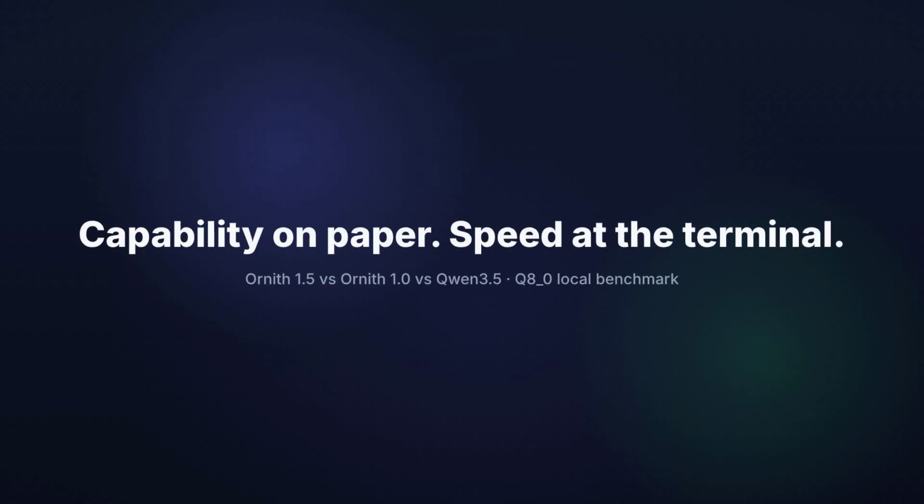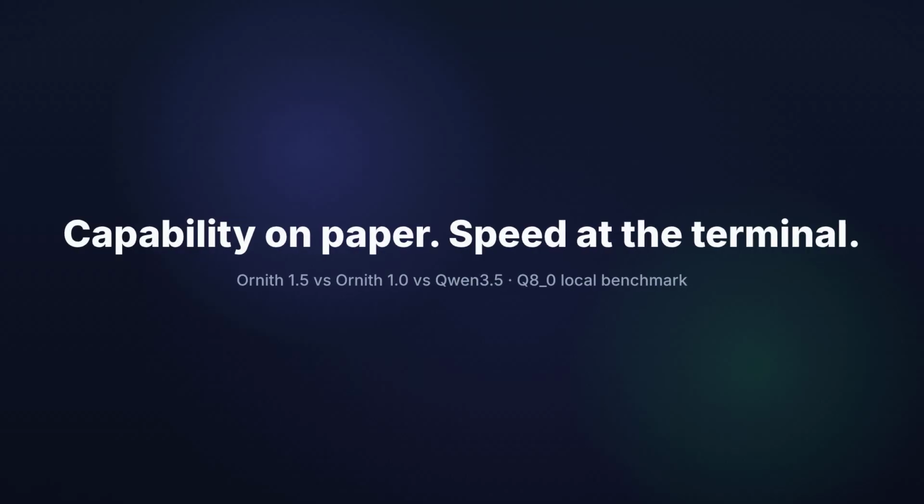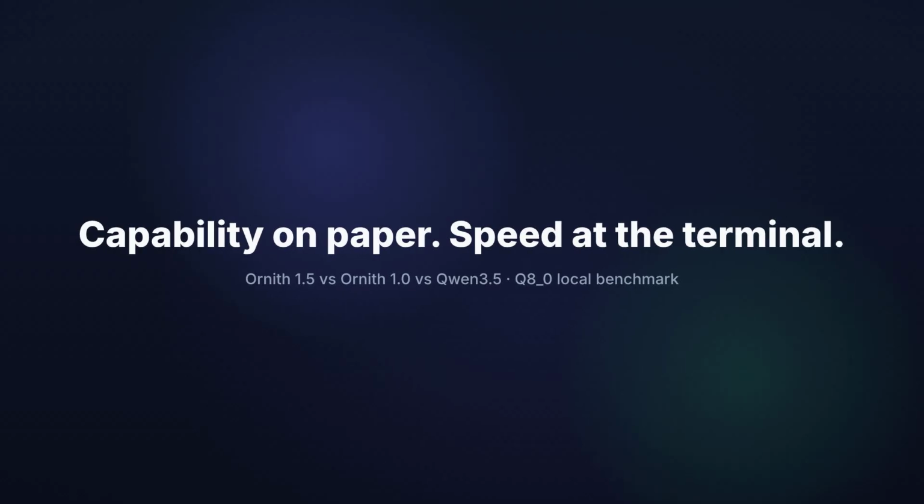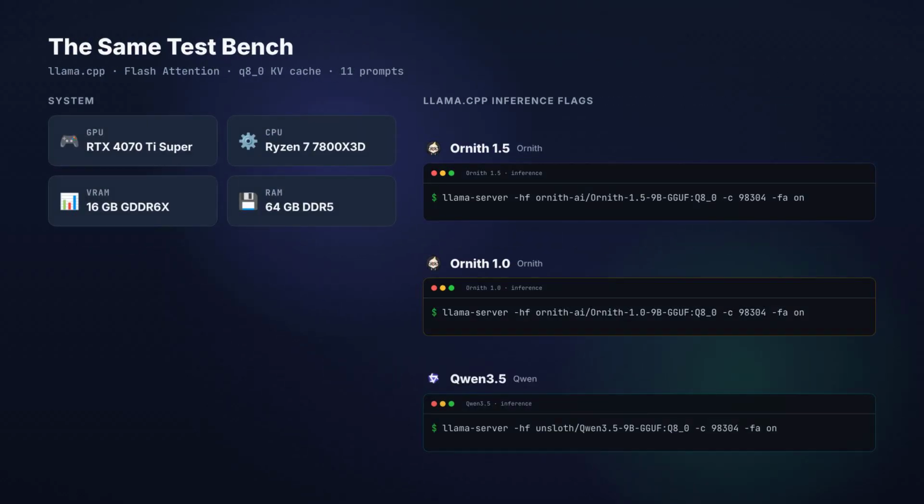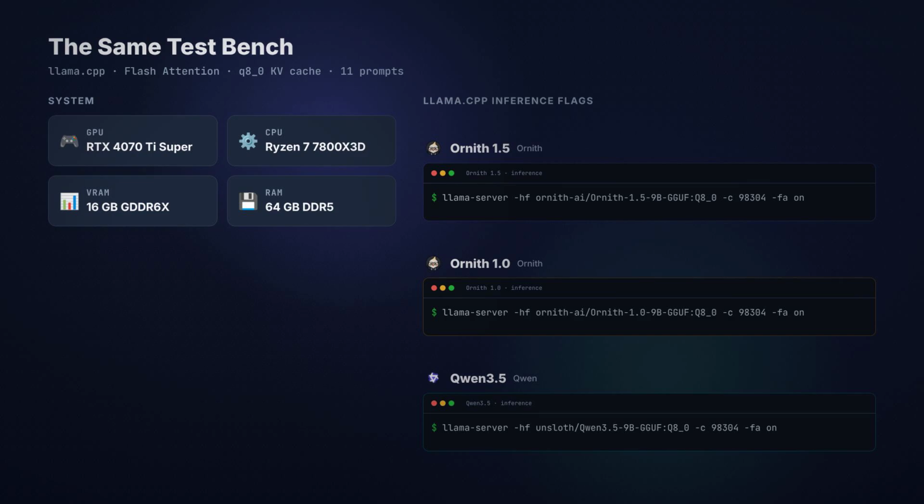A local model can look stronger on a capability chart and still feel slower at the terminal, which is the trade-off this comparison tests. Ornith 1.5 is the new release, and it faces Ornith 1.0 plus Qwen 3.5 as local baselines. All three are roughly 9 billion parameter models, but the useful question is whether the newer Ornith changes the practical balance between locally measured speed and reported capability.